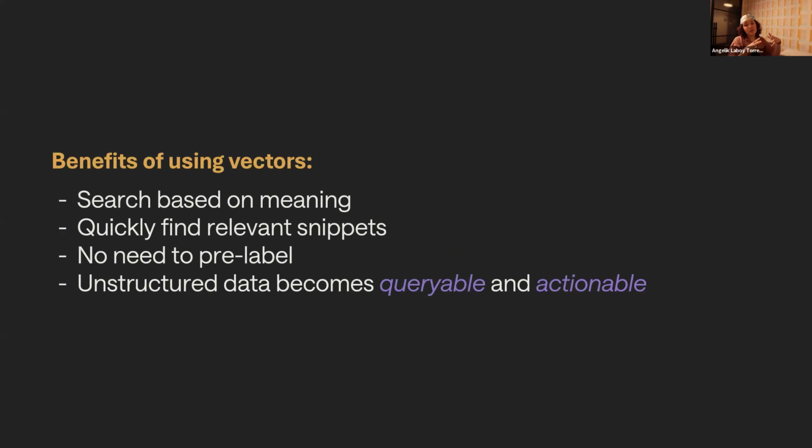The benefit of storing in vectors is that you can search based on meaning, which we've spoken about. So even if your documents are hundreds of pages long, you don't have to explicitly tag or select which fields are going to be what. You can also quickly find the most relevant snippets, paragraphs, or document chunks without needing to pre-label everything. And you can make unstructured data queryable and actionable.